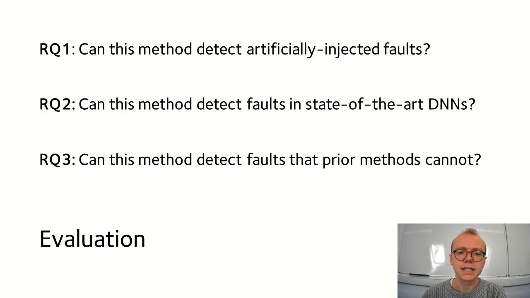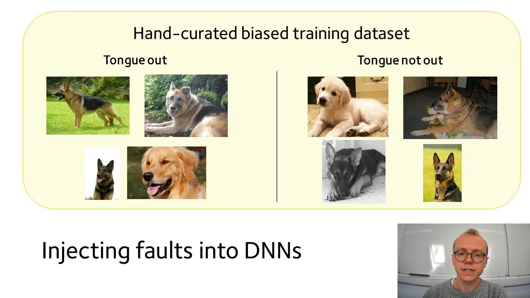But first we need to understand how we injected faults into deep neural networks. So to inject a fault into a deep neural network, we use a hand-curated biased training dataset. So for example, to create a classifier that distinguishes golden retrievers and German shepherds based just on whether the tongue is out or not, we manually created a data set of these dogs split by whether the tongue was out or not, and then trained a deep neural network on this data set.